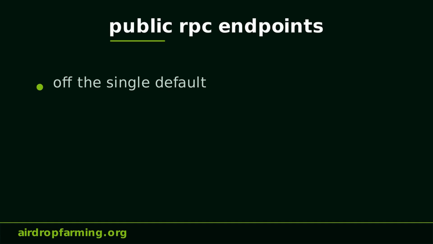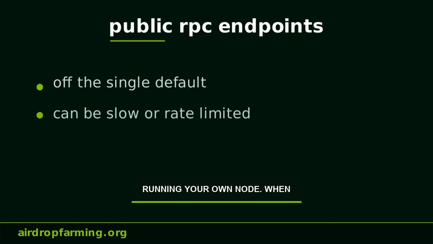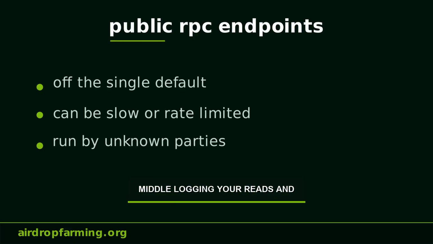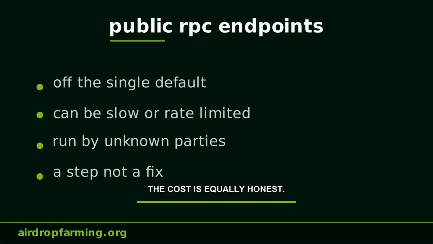Running your own node. The honest gold standard is running your own node. When your wallet talks to a node you control, there is no third party in the middle logging your reads and broadcasts. The requests never leave your own machine before hitting the network. The cost is equally honest.